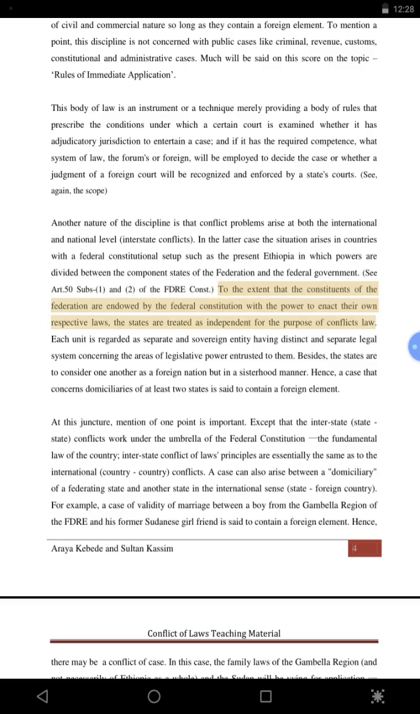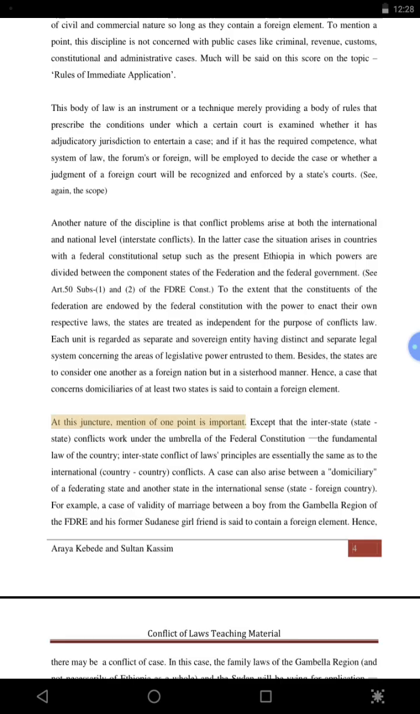To the extent that the constituents of the Federation are endowed by the federal constitution with the power to enact their own respective laws, the states are treated as independent for the purpose of conflicts law. Each unit is regarded as a separate and sovereign entity having a distinct and separate legal system concerning the areas of legislative power entrusted to them. Besides, the states are to consider one another as a foreign nation but in a sisterhood manner. Hence, a case that concerns domiciliaries of at least two states is said to contain a foreign element.